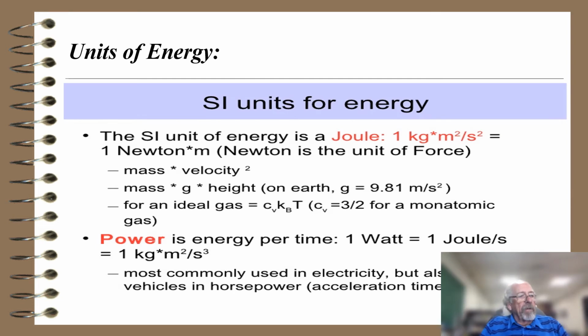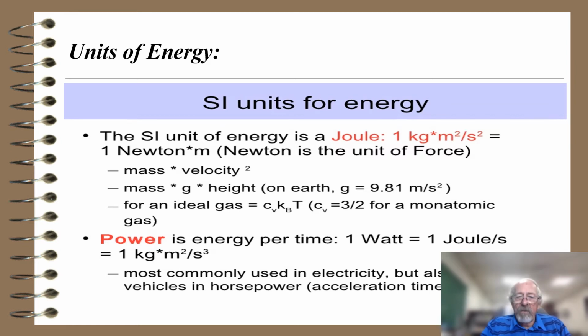And units of energy. It turns out that we have SI units of energy, and the SI unit of energy is a joule. You don't use that too often, but we talk about the power output of lasers as being in joules. So a joule is 1 kilogram per meter squared per second squared, which is equal to 1 Newton times meters. And a Newton is the unit of force. So it's equal to mass times velocity squared, mass times the constant of gravity times the height on Earth, and G is equal to 9.81 meters per second squared.